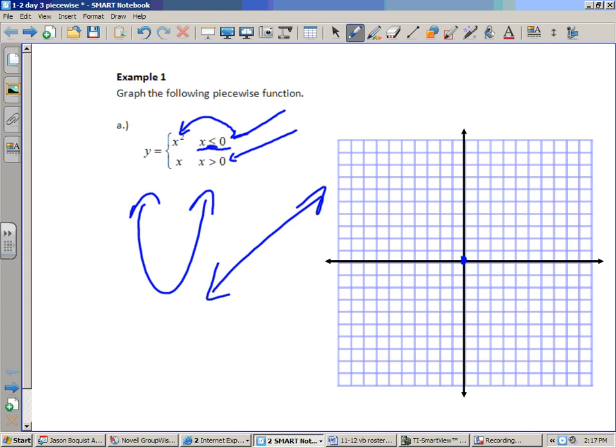So would it be a good idea to plug, say, 2 into x squared? 2 for an x value. Is that a good choice? Why is 2 a terrible choice to plug in there? Yeah, it's greater than 0. I'm not even supposed to graph it over there. How about x equaling -1? Is that a good choice to put in there? Is that something that's less than or equal to 0?